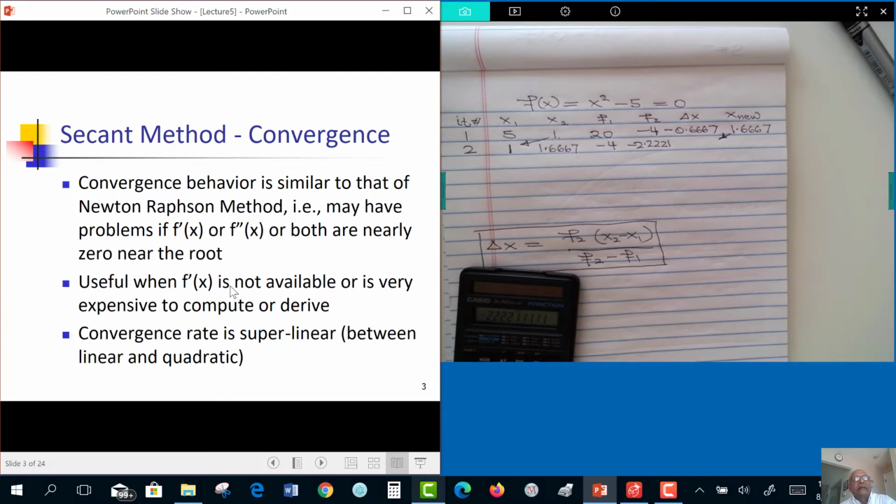So often we don't know the function analytically. So often we have to use, therefore, secant method. We cannot use Newton-Raphson method. Since we are using approximate derivative, the convergence rate is not as good as Newton-Raphson method. So for Newton-Raphson method, it was quadratic. So convergence rate here is slightly less than quadratic. So it is between linear and quadratic. So we call it superlinear.